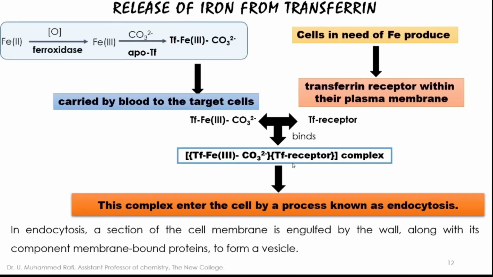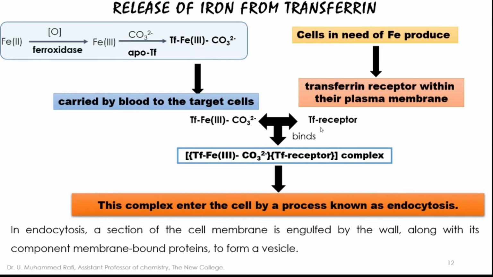Now, how does this occur? Fe2+ first gets oxidized by ferroxidase to Fe3+, then it combines with carbonate and goes to the apotransferrin, and they form a transferrin. Now the transferrin is ready with iron. The cell which is in need of iron will produce a transferrin receptor in the plasma membrane. It will send a signal that it requires iron. Then the transferrin will be carried by the blood to that particular cell, and thus it will come to the cell.